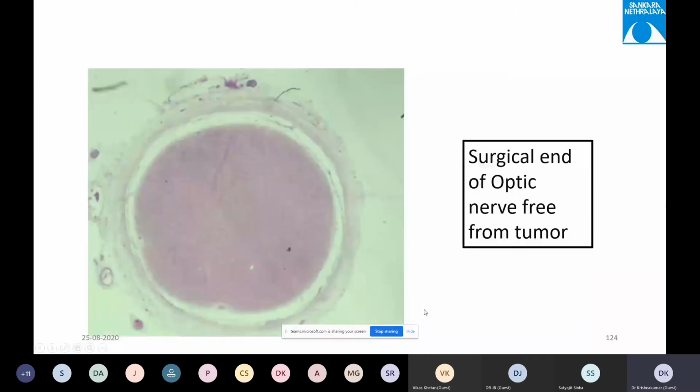This is the surgical end of the optic nerve. Here you find the optic nerve surgical end is completely free of tumor. So the reporting must have all these components.